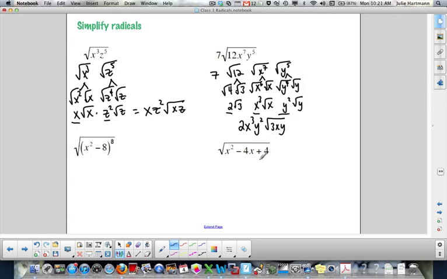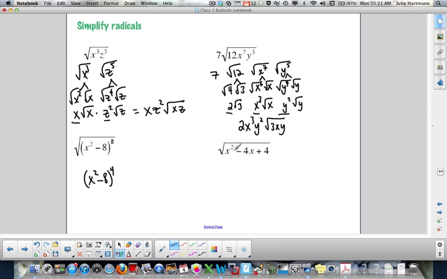Okay, so it's just breaking each part down. The next one, x squared minus 8, that whole thing to the 8th power. Well, it's a square root. 2 goes into 8 4 times, so your answer is just x squared minus 8 to the 4th. Okay, and just think about that. If you multiplied x squared minus 8 to the 4th times x squared minus 8 to the 4th, same base, add your exponents, 4 plus 4 is 8.